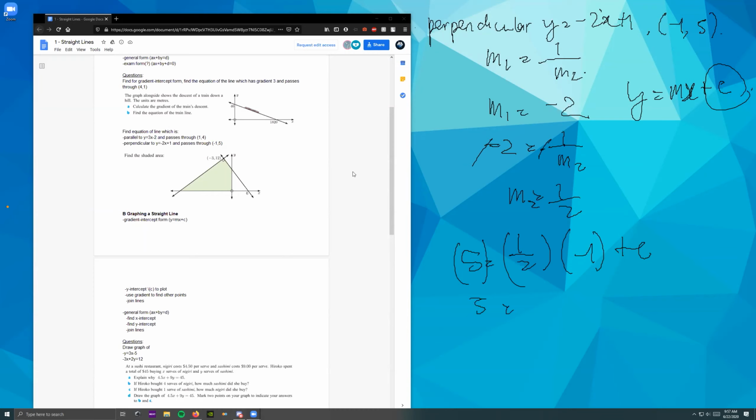5 equals minus 1 over 2 plus c. So that's 3 plus 1 over 2. c equals 3 times 2, which is 7 over 2. And then again, you just need to find the final equation, you just need to insert the gradient and the c, which is y equals 1 over 2x plus 7 over 2.